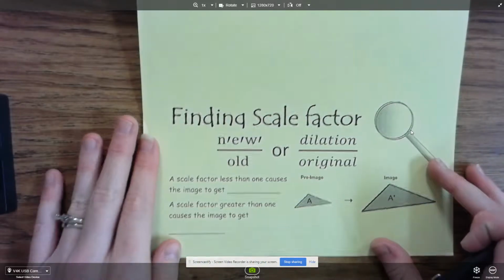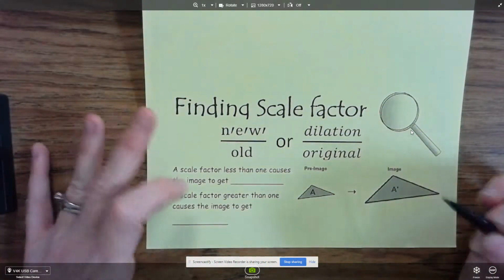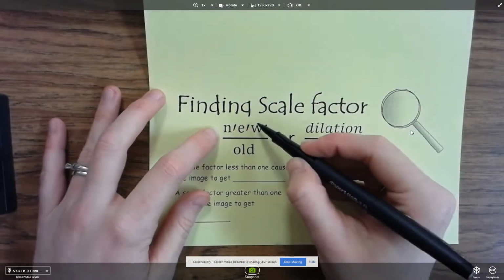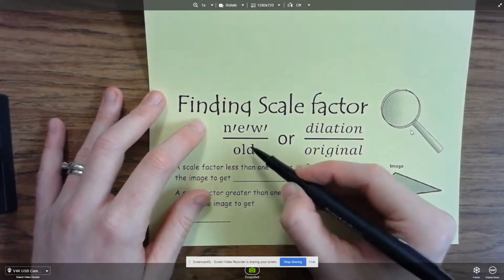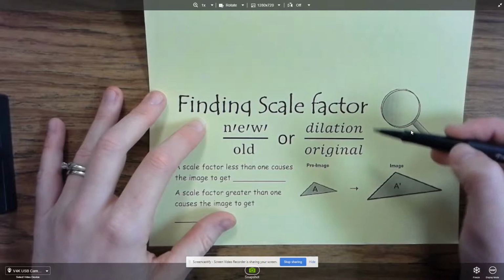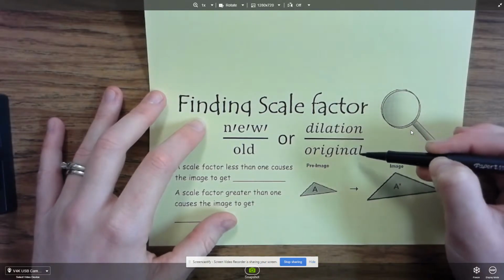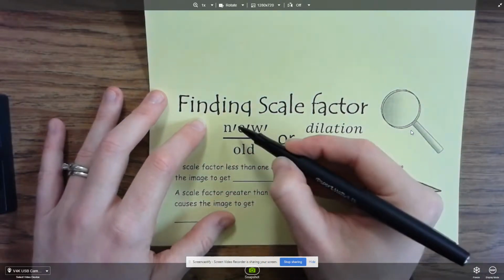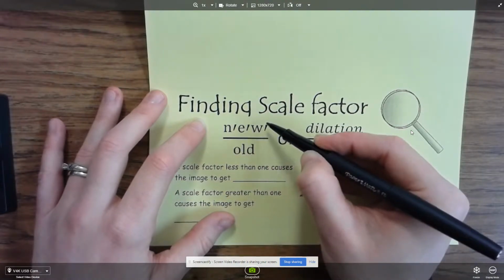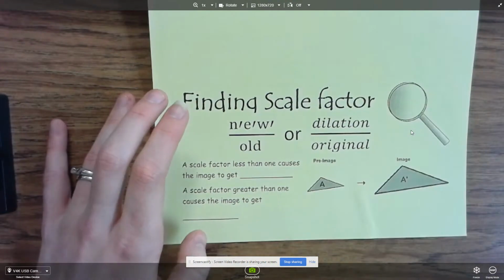This video is for finding the scale factor. So how you find the scale factor is you always take your new image and you're going to divide it by your old or your original. So the other way to say this is the dilation divided by the original.